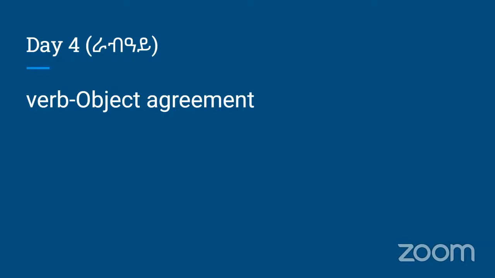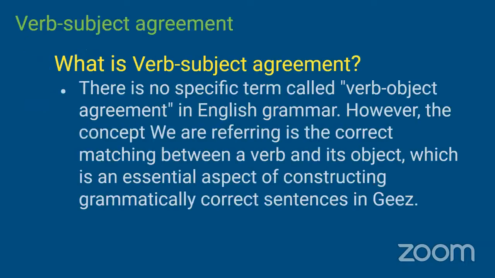In our class today, what we are going to learn is verb-object agreement. How does it work? We don't have this concept in English, because English doesn't have any indicator in the object, but in Ge'ez we do have indicators to differentiate between an object and a subject.